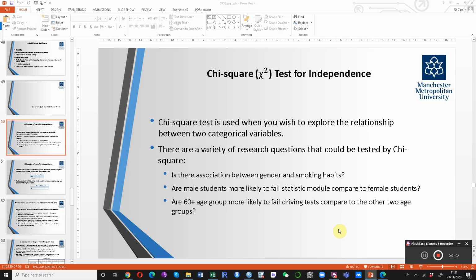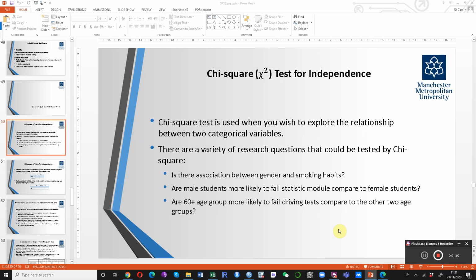So, for example, is there association between gender and smoking habits? This is a research question that could be tested by chi-square test. Are male students more likely to fail statistic module compared to female students? Well, put aside the assumption, it's a scientific assumption between male and female. It's actually something that could be tested with our sample, with a survey questionnaire, by chi-square test.